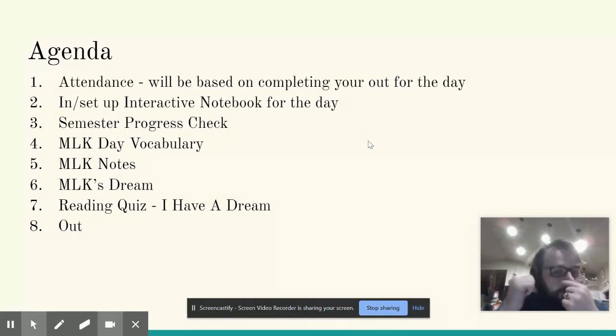Then we'll do some vocabulary for MLK Day if you are moving on to that. And we have notes, and then we're going to talk about Martin Luther King Jr.'s, what was his dream, and then you have a quiz over the reading about his I Have a Dream speech. And then obviously you'll have the out. I know it seems like there's a lot of things there. They're all pretty short, though.